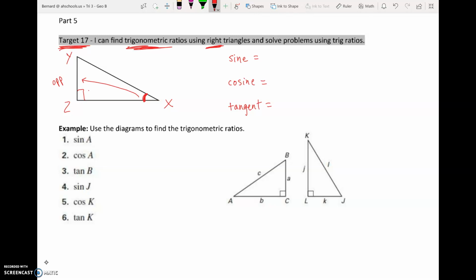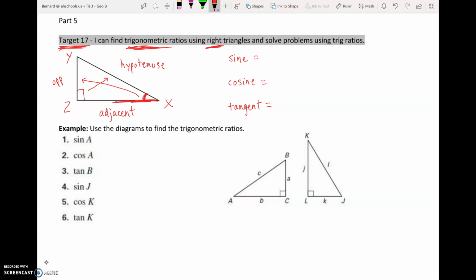The second one that's fairly easy to identify is the hypotenuse. Across from our 90-degree angle is always our hypotenuse, which then by process of elimination tells us that the other side, the side that's attached to the angle we're talking about, that's called our adjacent side.